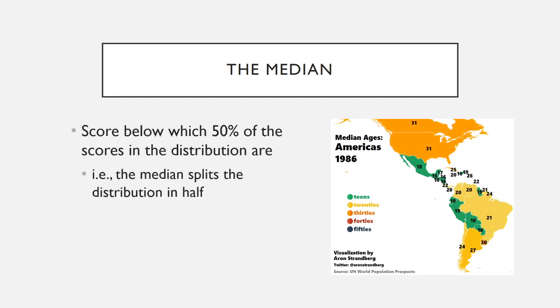The median, on the other hand, is going to be the score that represents the value in the data set that has 50% of scores beneath it, and as such, 50% of scores above it. It essentially splits your distribution in perfect half, with half of the scores above it and half the scores below it.